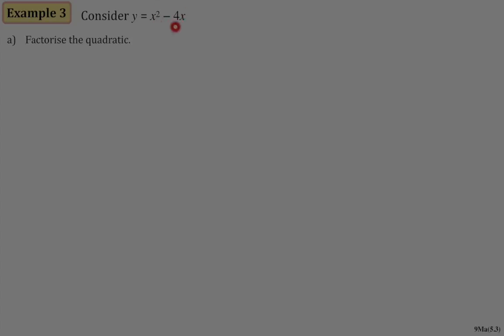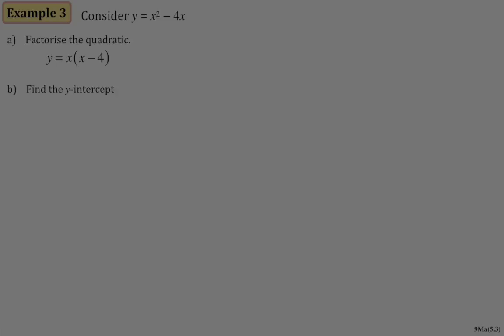Well, this is not a difference of 2 squares. It would be if it said x squared minus 4. It's a take out a common factor question, and the common factor is x. So I'm going to take out the common factor. If I take out x, I'm left with x, and take out x, I'm left with minus 4. So that is my factorized quadratic.